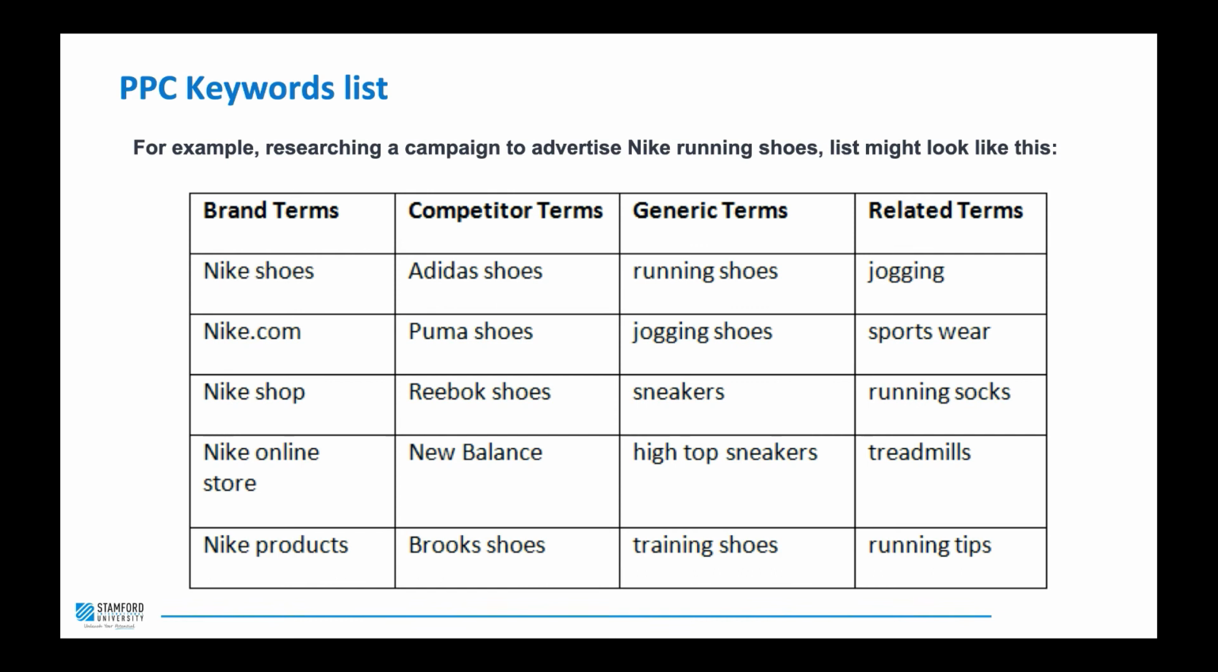Here's another example of this concept between brand, generic, competitor model. This is an example of an e-commerce website that sells Nike shoes. So just let you take a look at this. You can see how they put it together.